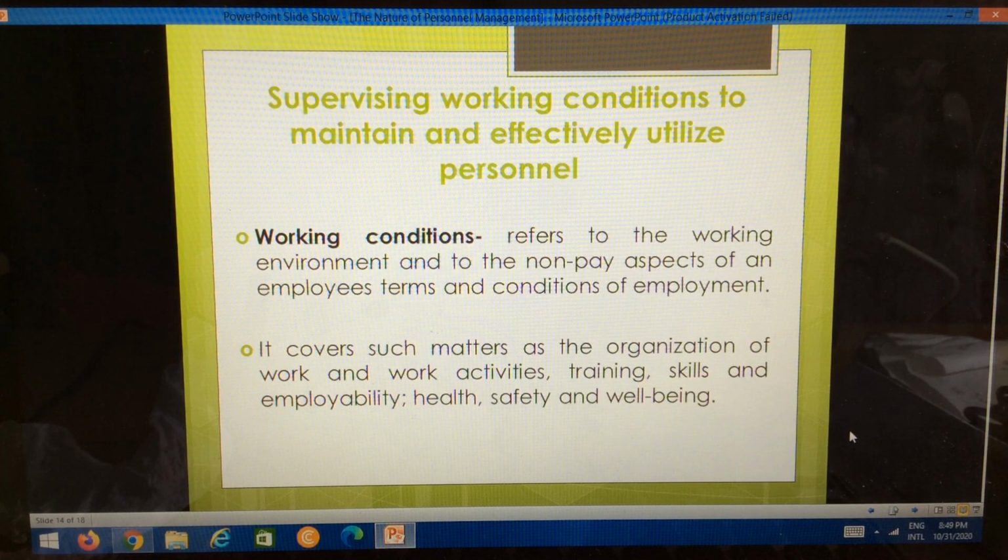Supervising working conditions to maintain and effectively utilize personnel. The working conditions refer to the working environment and to the non-pay aspects of an employee's terms and conditions of employment. It covers such matters as the organization of work and work activities, training, skills and employability, health, safety, and well-being.